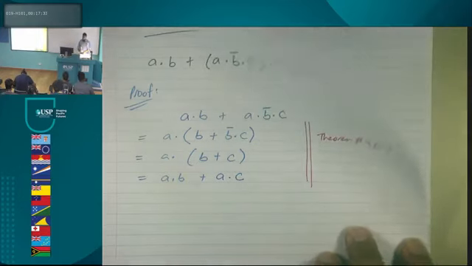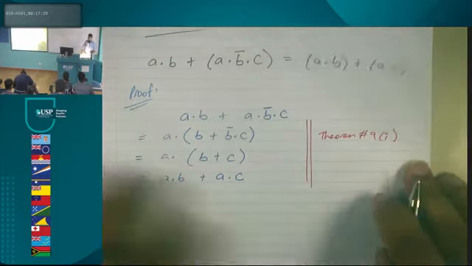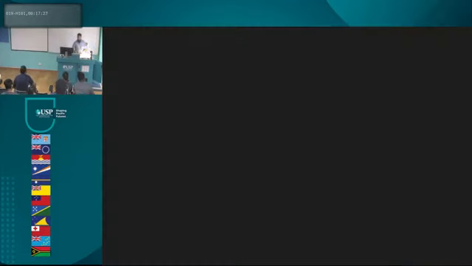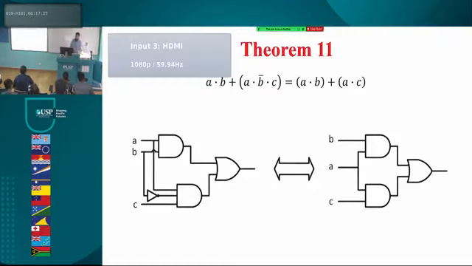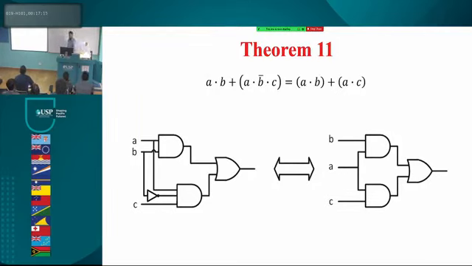Alternative proof. Sometimes one proof isn't enough. By the way, have a look at this. Left hand side, how many gates? 1, 2, 3, 4. Right hand side, how many gates? 3 gates. The problem with the left hand side was inconsistent types of gates: a 2 input AND gate, a 3 input AND gate, a NOT gate, and then a 2 input OR gate.